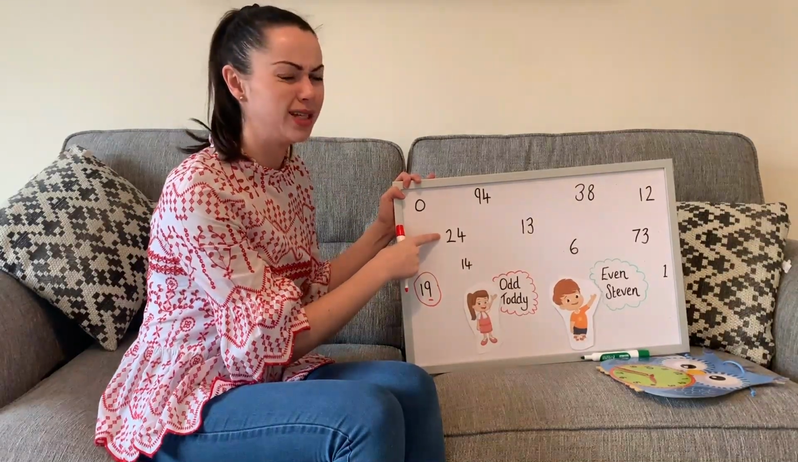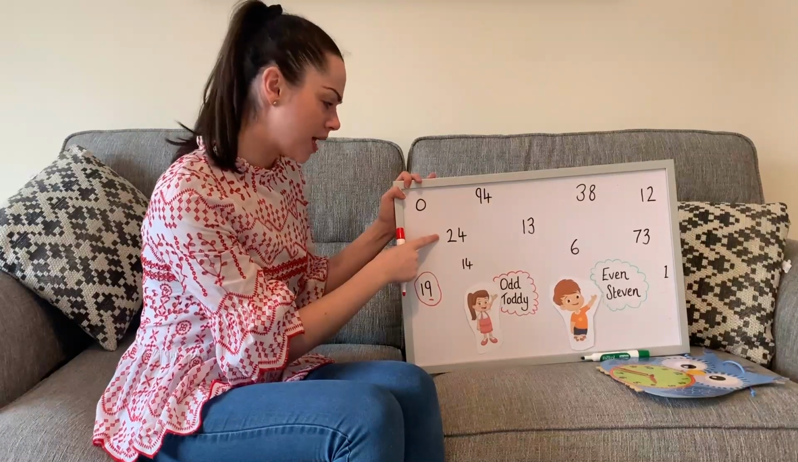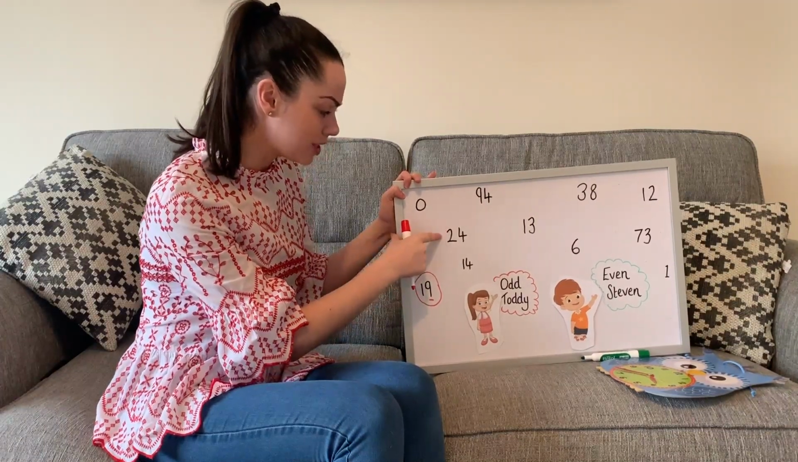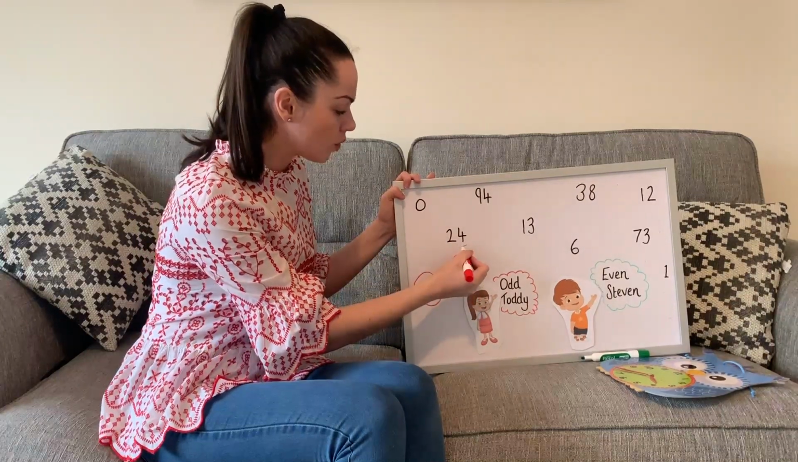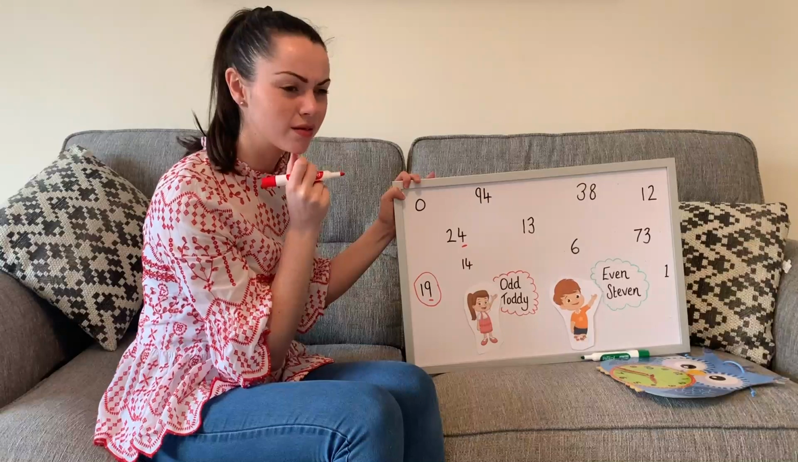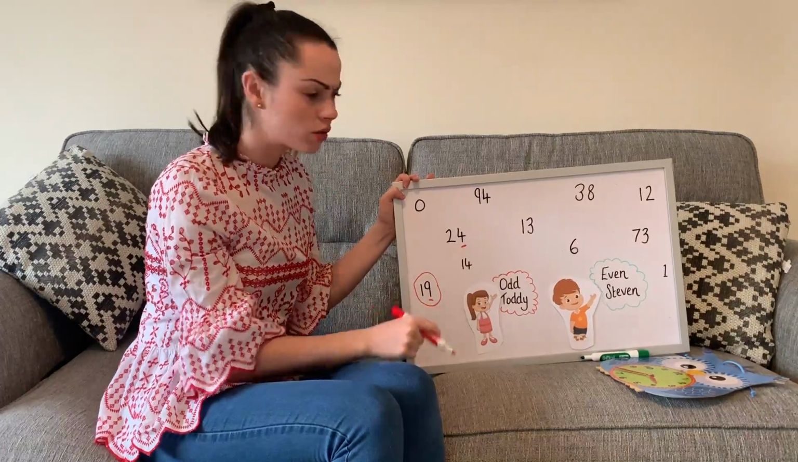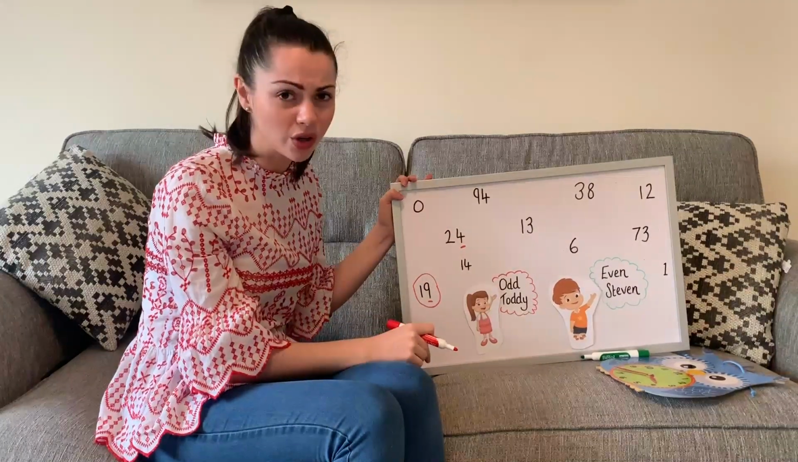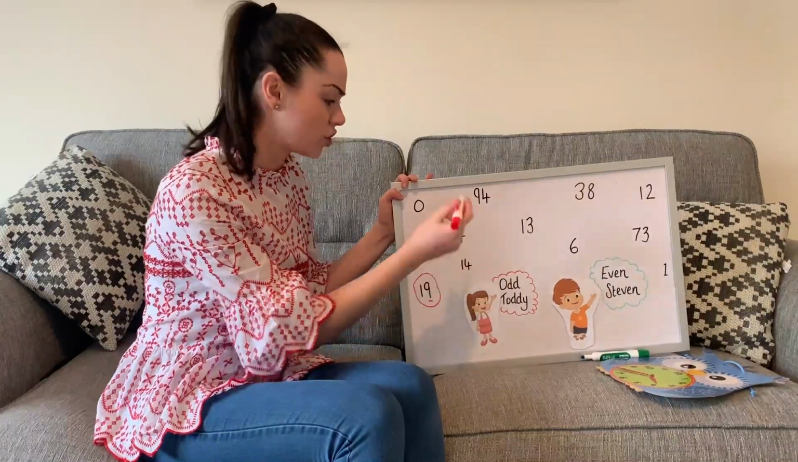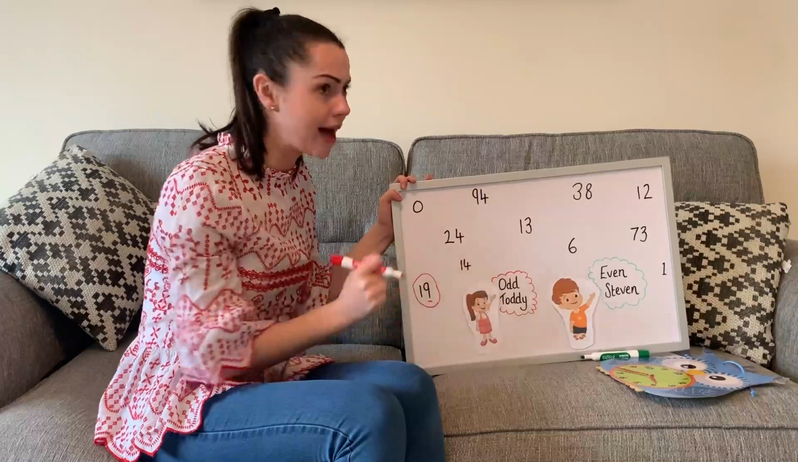So let's see. 24. Is it odd or even? Okay, well, let me see. 24 is made up of 2 tens and 4 ones. The number 4, is it odd or even? It's even. So this can't be an odd number. It must be an even number. So I can't circle that. I can't give that number back to Odd Toddy.